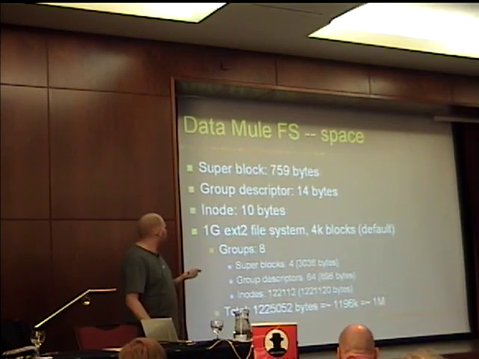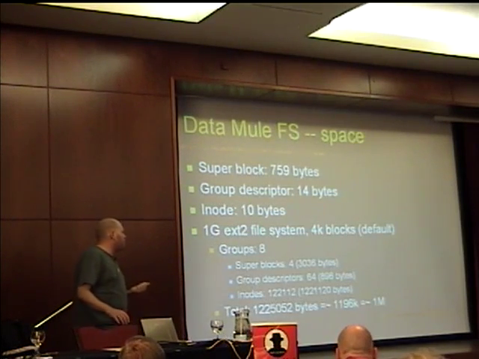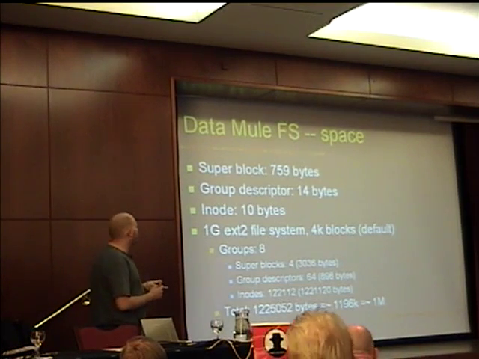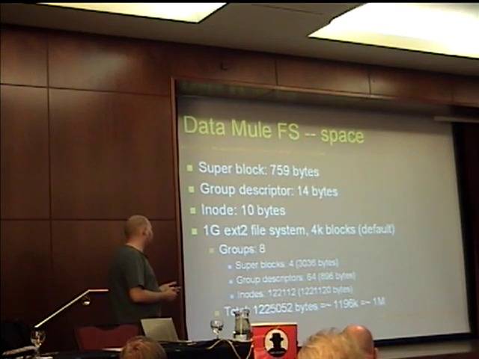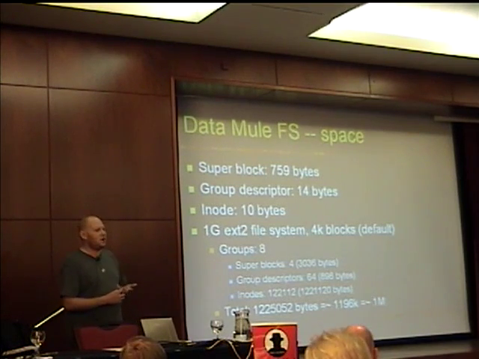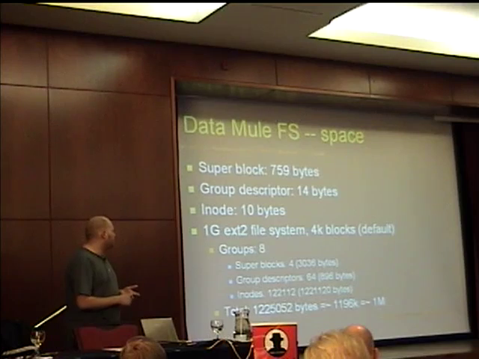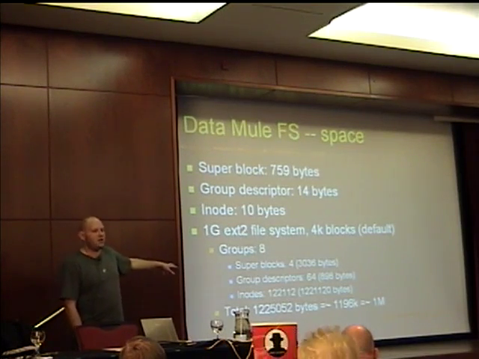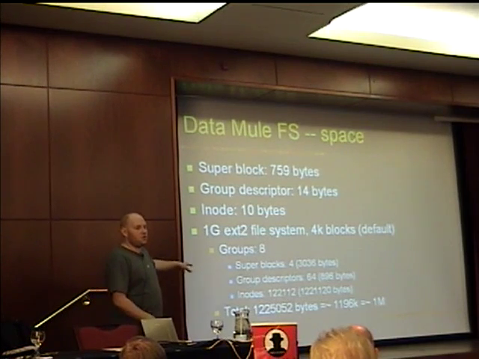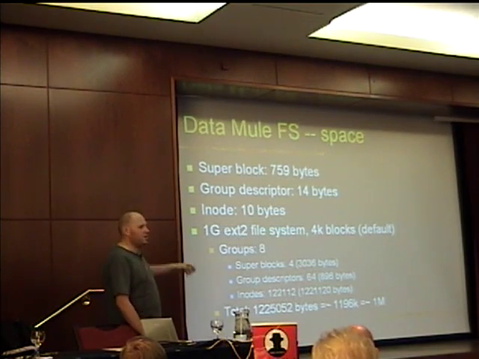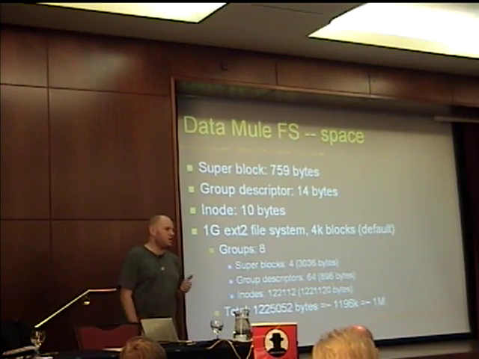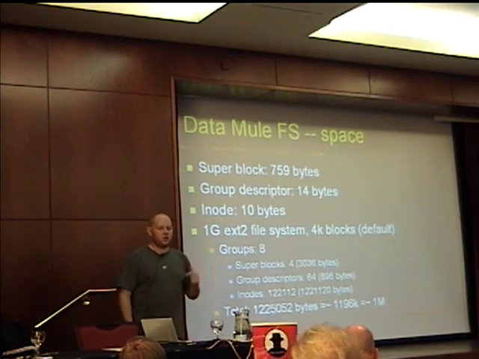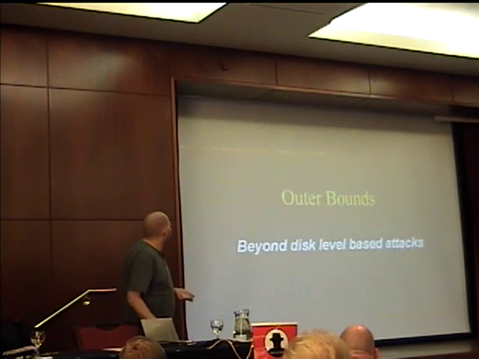If we look at a particular implementation, we've got EXT2, where we've got 759 bytes in the superblock, 14 bytes in a group descriptor, and 10 bytes of space in an inode. For your average 1 gig file system, that allows you to store over a meg of data simply in inodes. So you can store a massive amount of data in these tiny little chunks, and it's very hard for someone to put together because you can use a proprietary algorithm to decide in which order they should be stored, and then you can encrypt on top of that, and you're good.